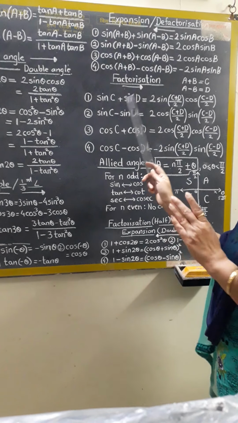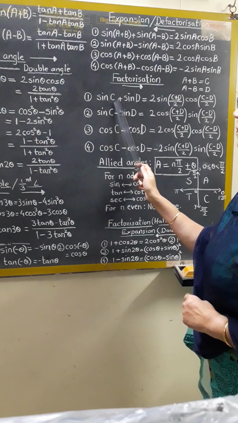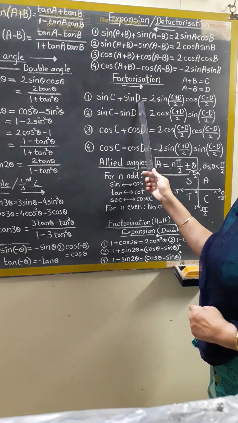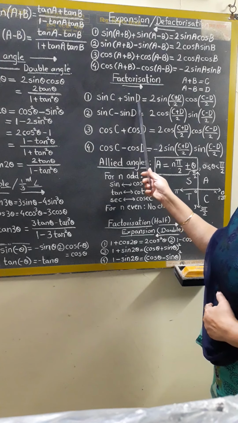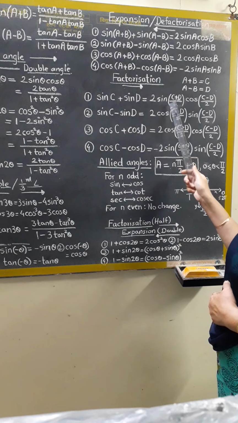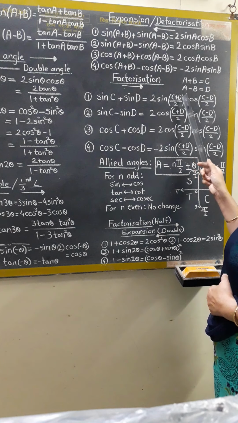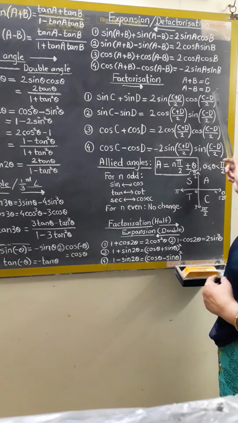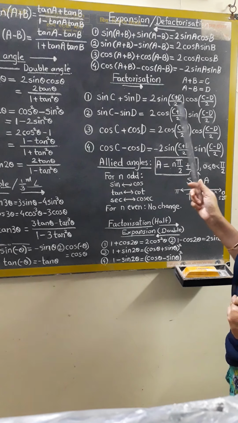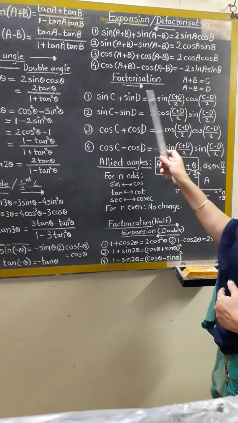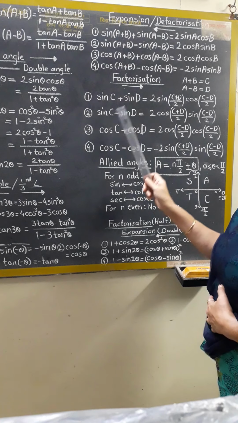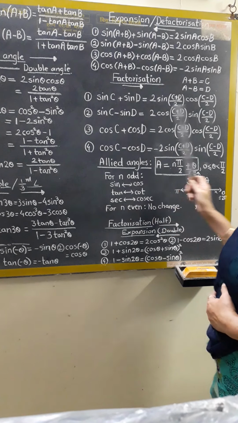Now we are going to apply them from left to right. On the left I know the exact value of C and the exact value of D, so that I am able to find out on the right-hand side what C plus D upon 2 will be, and what C minus D upon 2 will be. That is why these formulas are used only from left to right.